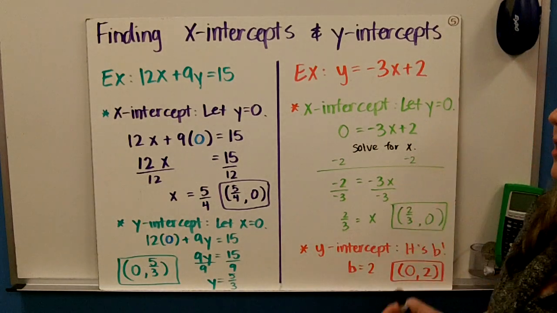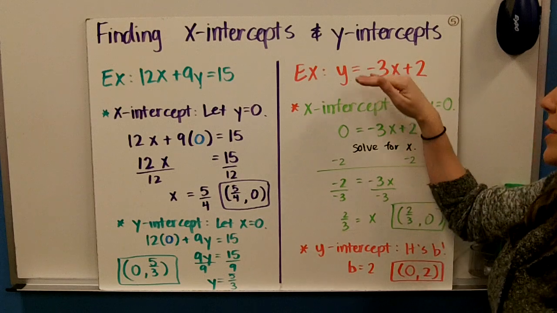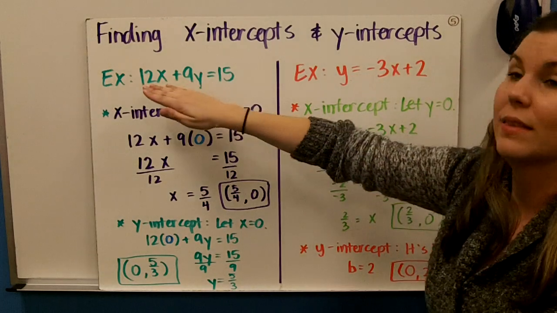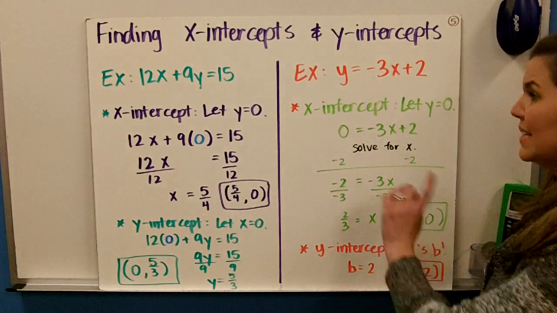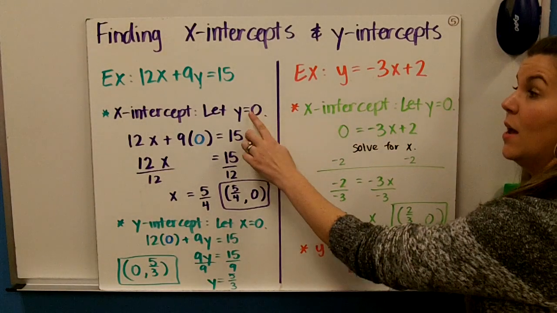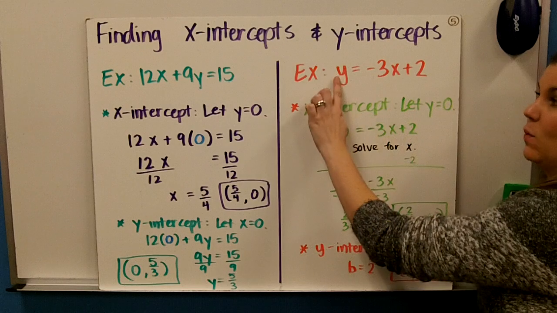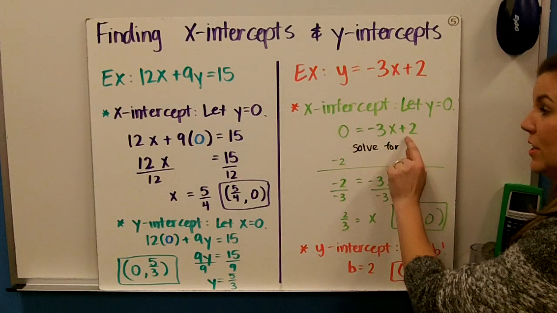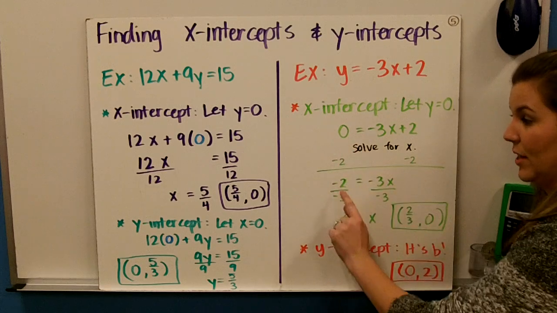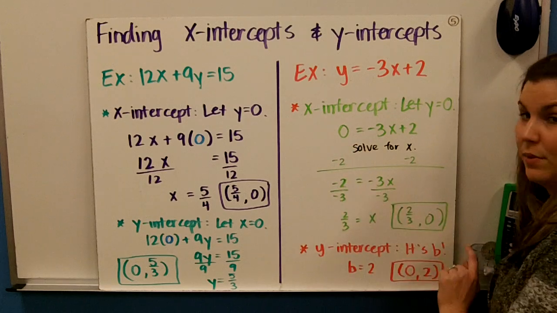Here's finding x and y intercepts. And this time the equation is in slope-intercept form, where in the last example our equation was in standard form. To find the x-intercept, again, let y equal 0. Take y out and put a 0 in. Now solve for x. You're going to subtract 2 from both sides. You get -2 equals -3x.